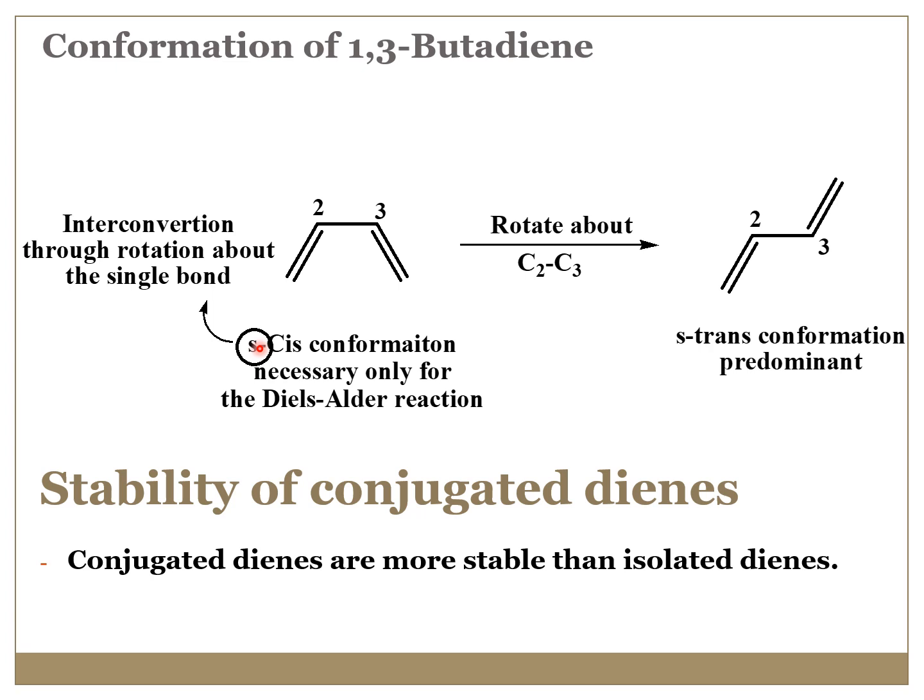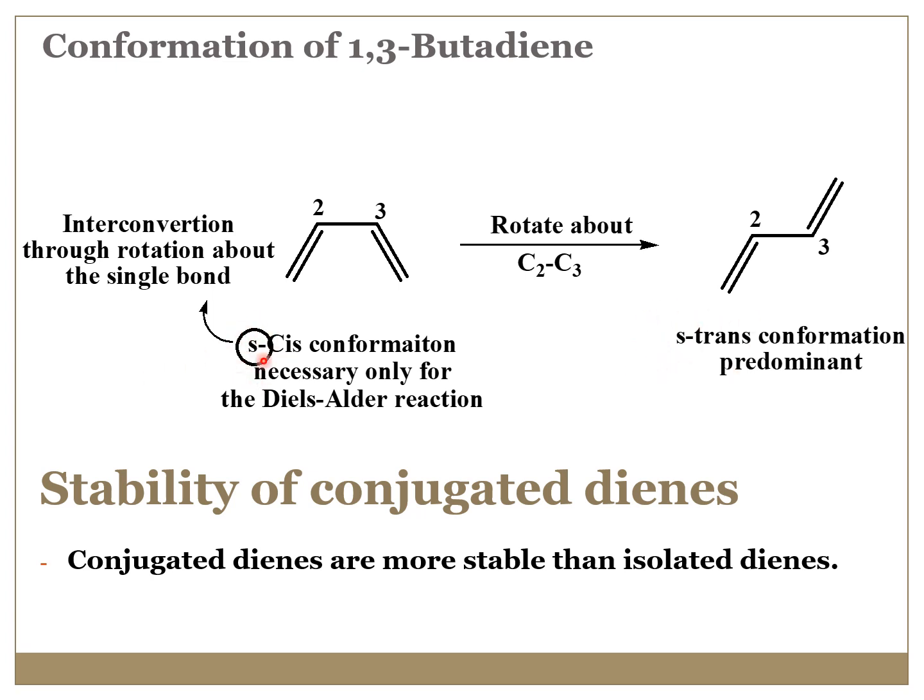They can be converted into each other just by simple rotation around the single bond. So you cannot just say cis and trans. This will be totally wrong and totally confusing. So instead you add an S at the beginning, a small s. It's an S cis or an S trans.